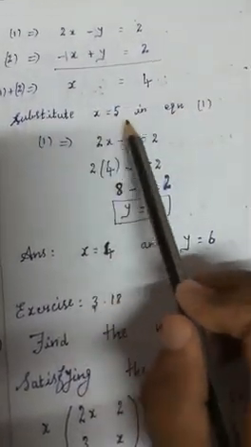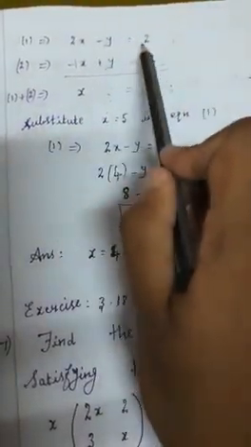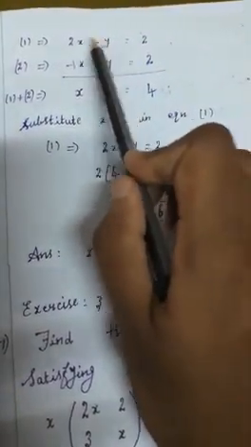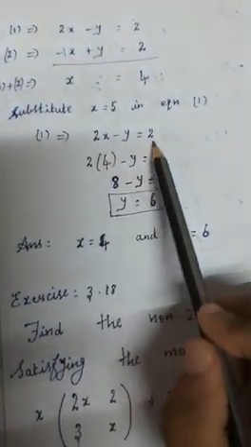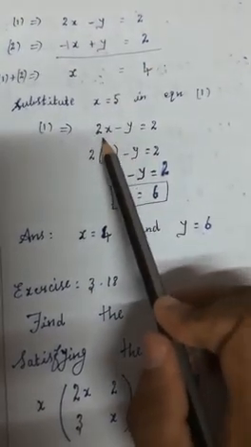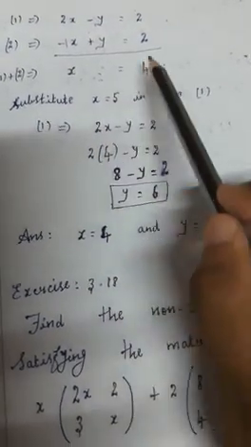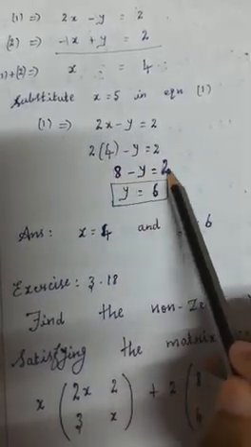So substitute x is equal to 4 in equation 1. Equation 1, that is this one only, but you can substitute in any one equation. So now we are going to substitute in this equation. Equation 1 implies 2x minus y is equal to 2. So 2 into x value, 2x means 2 into x only, 2 into x value that is 4, minus y is equal to 2. 2 fours are 8, 8 minus y is equal to 2.